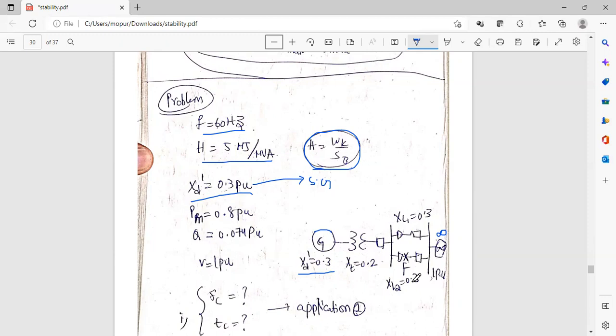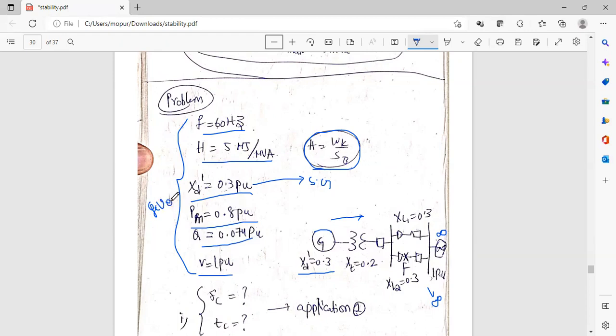And then the generator is delivering a real power PE. PE is equal to 0.8 per unit. We know PE is equal to PM. So PM is equal to 0.8 per unit. And Q is equal to 0.074 per unit, to the infinite bus at a voltage of 1 per unit. The voltage at the infinite bus, the modulus of V infinity, is 1 per unit, they had given. So that only I had written. So all these are the given parameters in the problem.